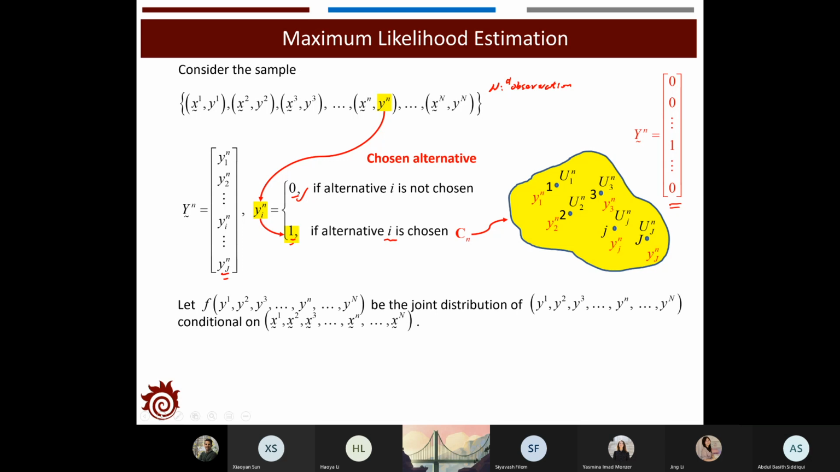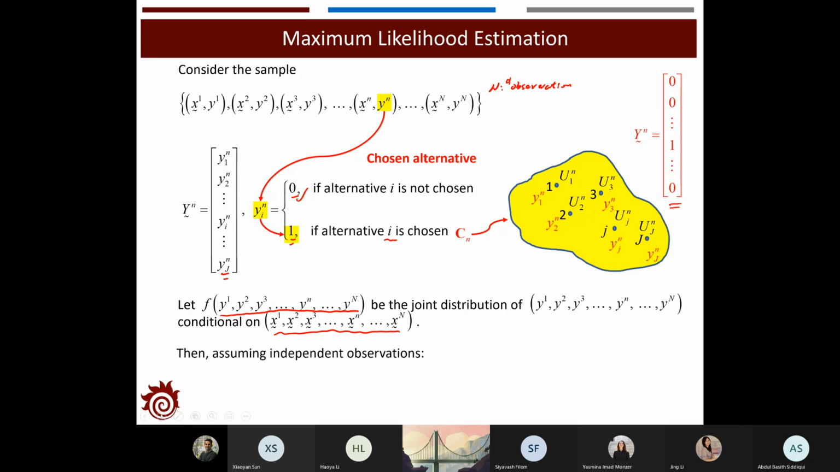Now, what we want to do for the optimization is find the joint probability of selecting y1, y2, y3, until yn. What's the joint probability of choosing this combination? And we want to maximize this probability given the observed attributes x1, x2, x3, up to xn. That's the key idea of maximum likelihood.